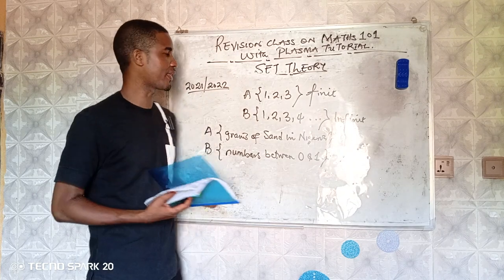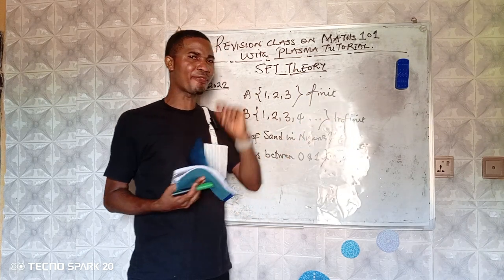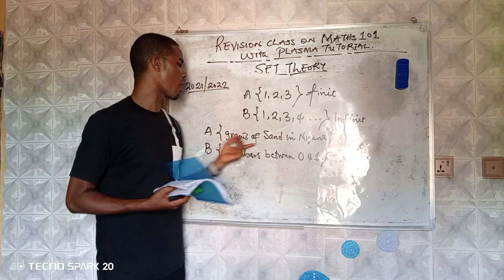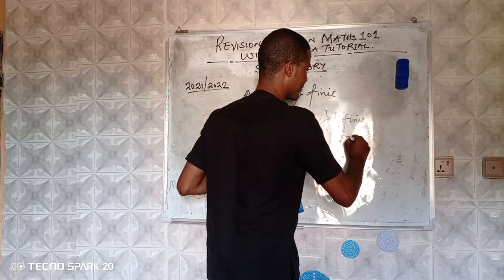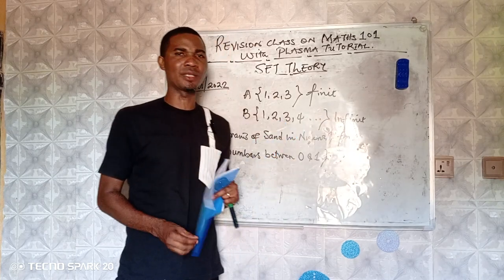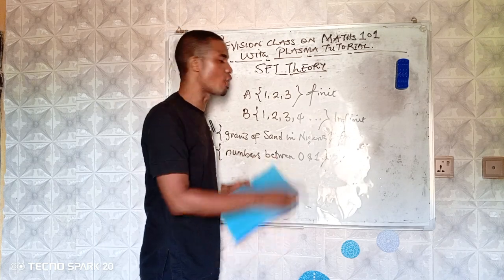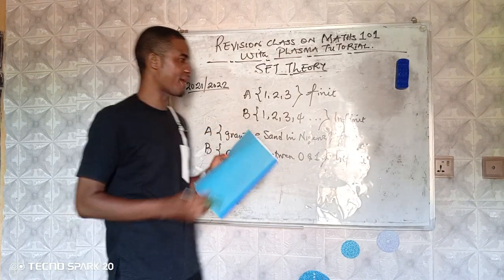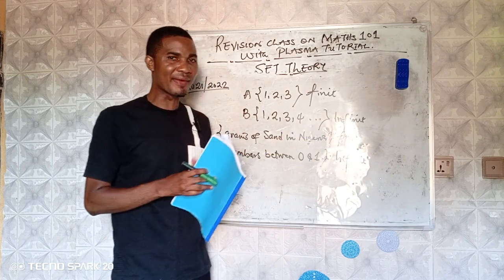But listen to this very important thing. When we talk about finite or infinite, we refer to a numeric number. So, if that is not a numeric number, just accept that it is finite. Example, grains of sand in Nigeria. We are not talking about numeric numbers, so it's a finite set. But numbers between 0 and 1, there are a lot of numbers between 0 and 1. You cannot name them or write them out completely. And because they are referring to numeric numbers, we say this is infinite. And this is finite. Please make note of this: finite or infinite based on numeric numbers.